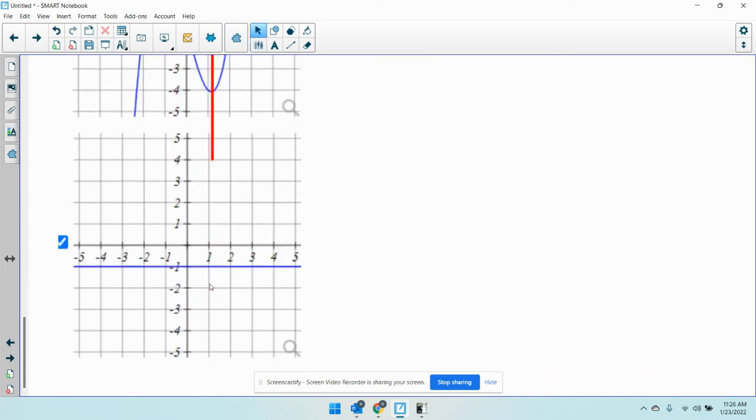And is this the last one? Yep. The horizontal line only ever hits it once, so your answer for this one is correct. That is a function.